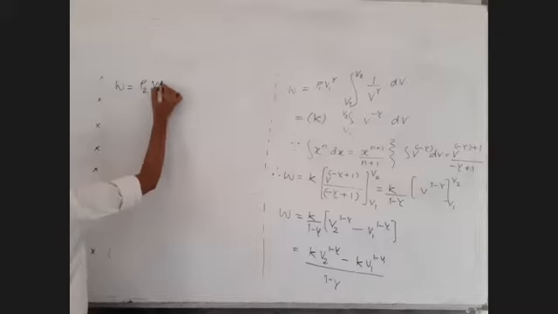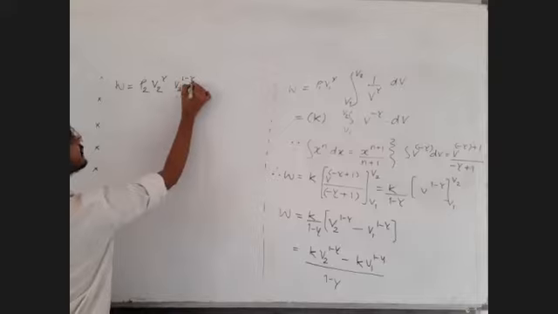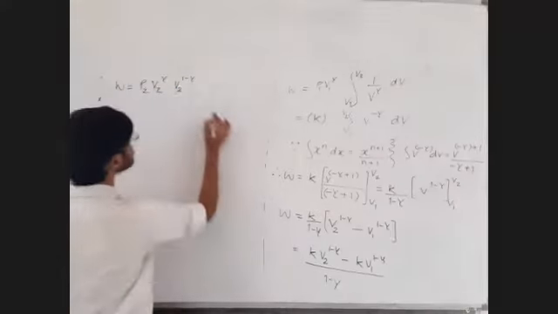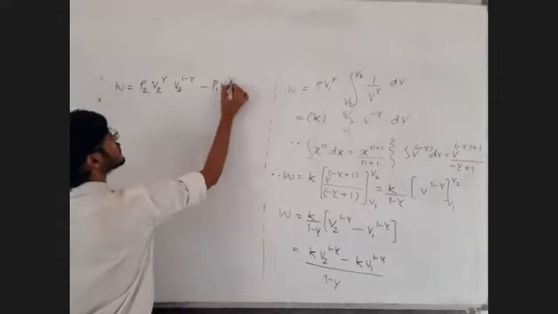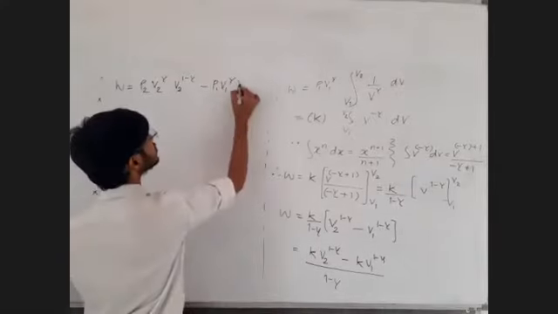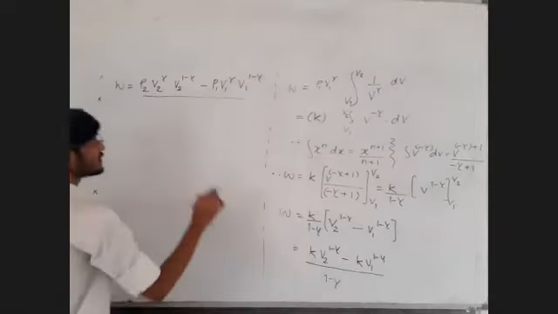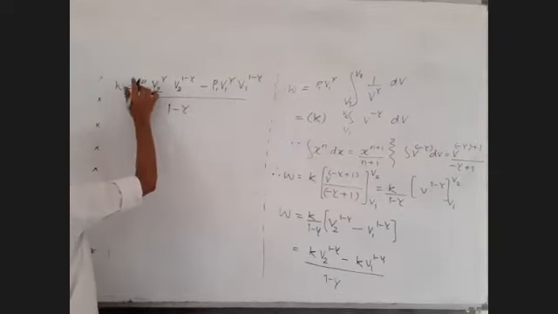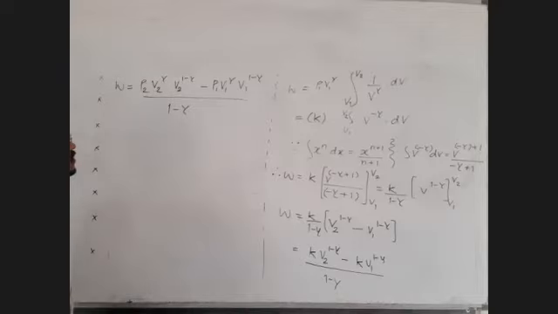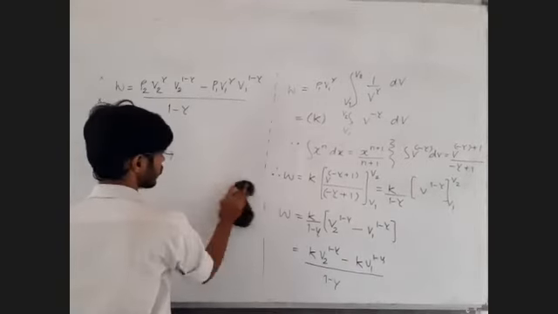Okay sir, fine. Do as you want. Into V2 raised to 1 minus gamma. Minus, this K will be P1 V1 raised to gamma into V1 raised to 1 minus gamma. Okay. Don't worry, this derivation is not at all going to be asked anywhere. Not in the boards, not in any exam. Just don't worry. But that will develop the logic and the thoughts which will be useful for calculation purposes, manipulating the calculations.